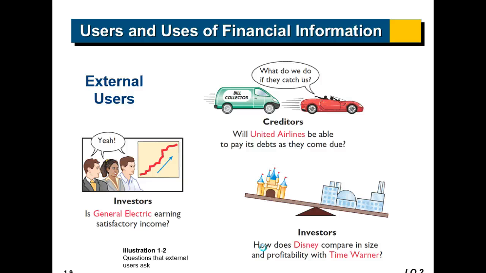Or here's another one: how does Disney compare in size and profitability to Time Warner? Let's say we look at Delta and we look at American Airlines. If we're interested in investing in one, we might compare within the airline industry other similar companies to see how they compare to their competitors. So there are all kinds of ways that external users get information on a company.